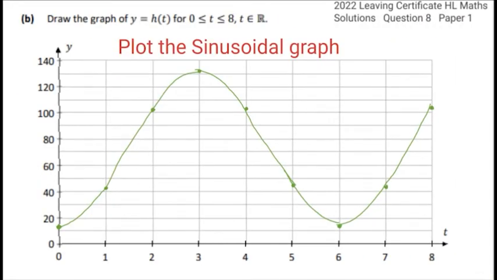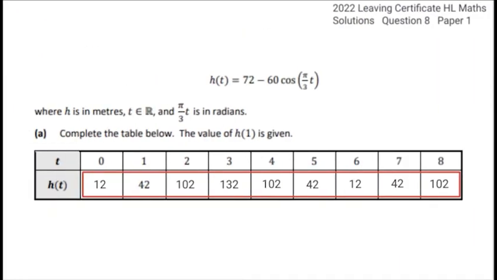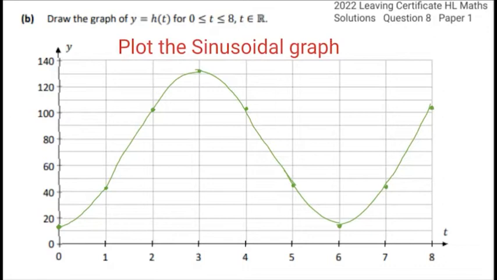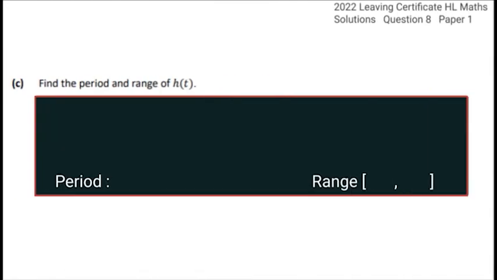So let's look at the next part. We need to use the table to plot the sinusoidal graph. For instance, when we go to the max here, that coincides with the 132. So plot it out and you can see it's a cyclic function. It will go from the minimum up to the maximum and back down again. As we have the function, we need to find the period and the range. So let's first of all find the period of the function.